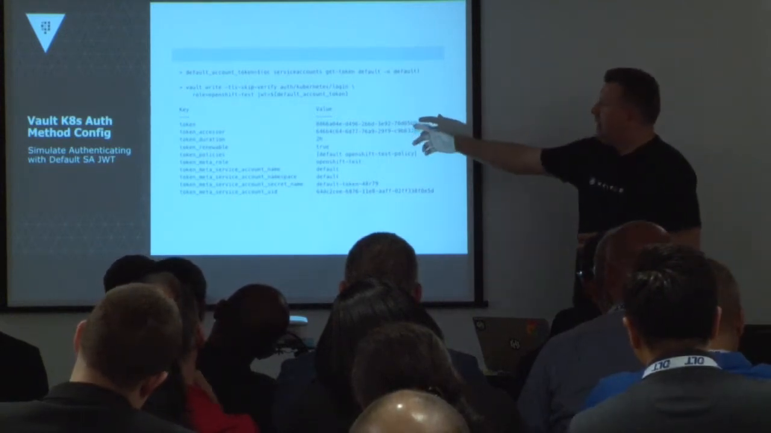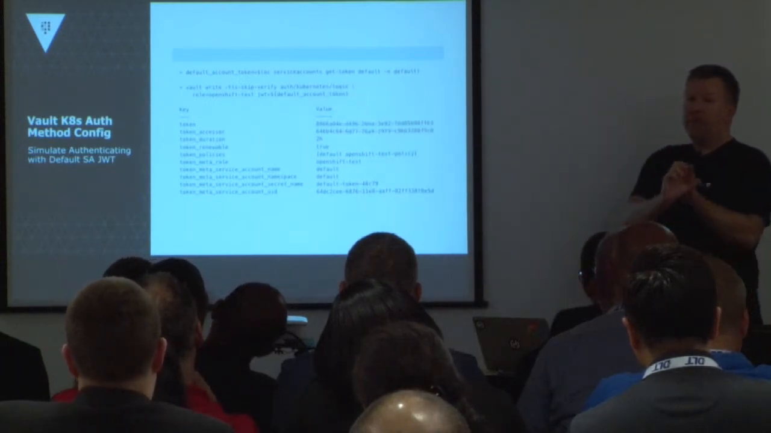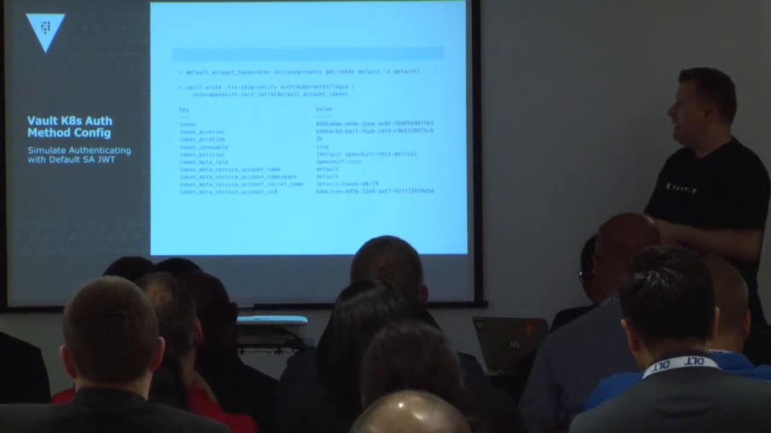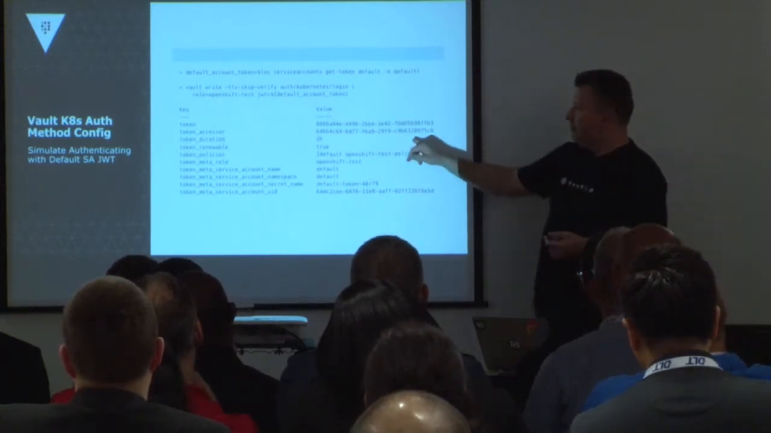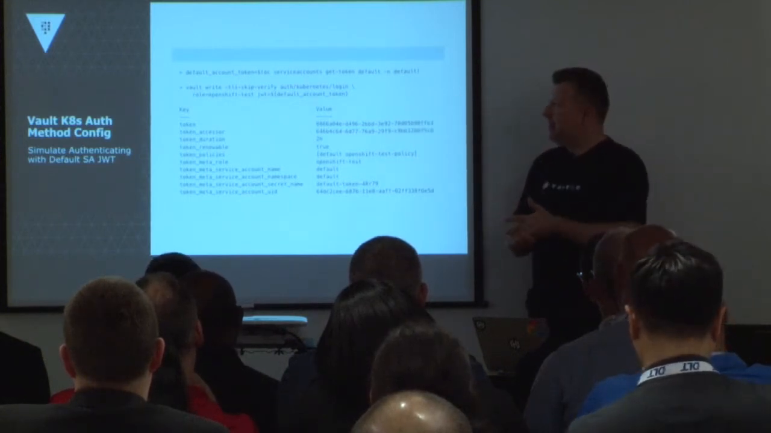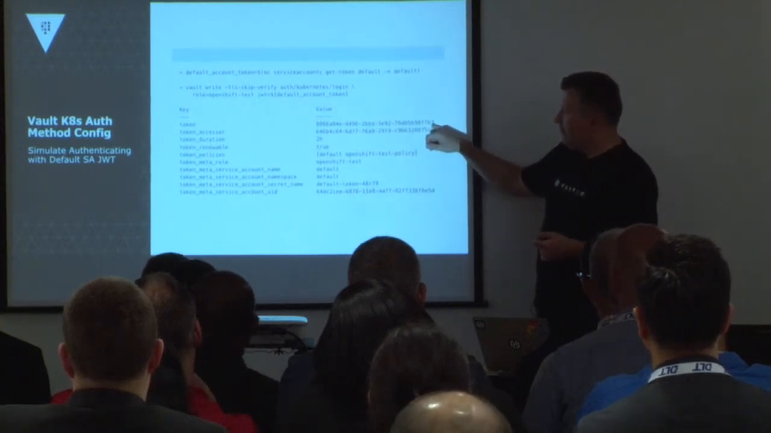We're hitting the auth Kubernetes login endpoint, and we're just sending the role that we want to authenticate against and my service account JWT file, right? And that's it. And then Vault does what it does in terms of validating that JWT file, making sure that the role is a valid one. We get a token back, right?